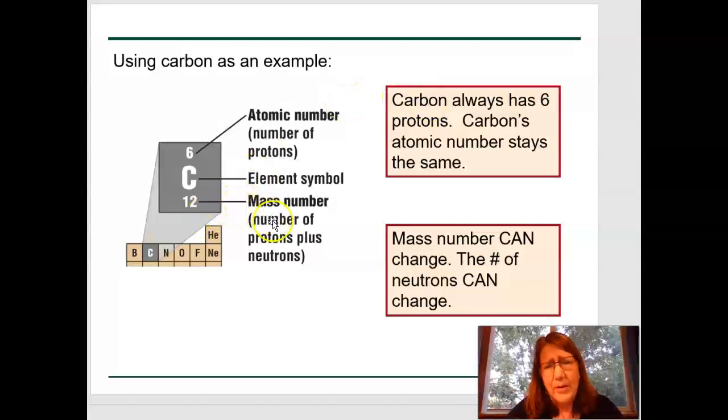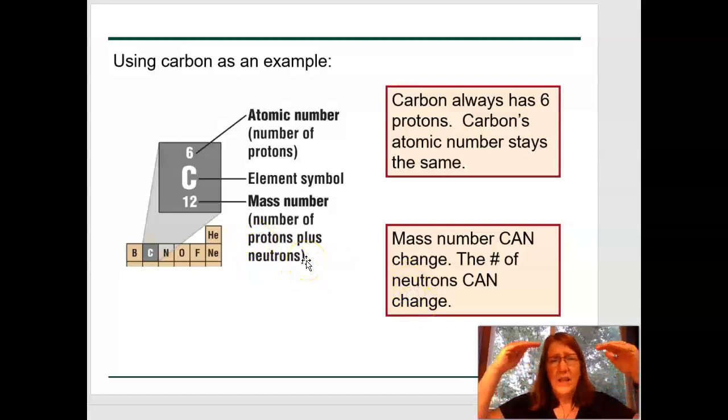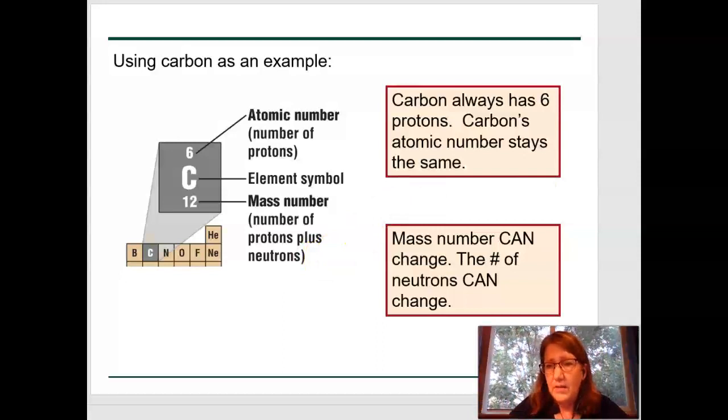And the mass number, this is the number of protons plus neutrons. So the mass number can change. So this number of neutrons can change, and we actually see that more often as we get lower into the periodic table. We also see it with carbon, but we're going to show you that example here in just a second. So the mass number can change because that's protons plus neutrons. The atomic number is only the number of protons.